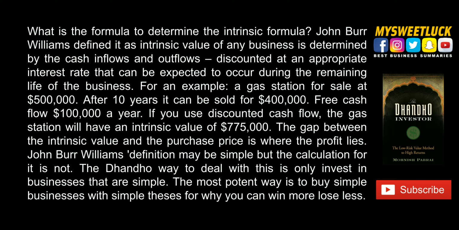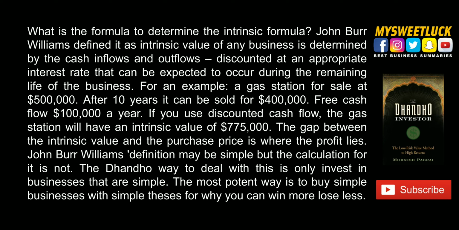It has to be simple. If you have to use Excel spreadsheets or plenty of formulas and this and that to calculate, that means it's not the right one. First of all, you've got to understand the business, and next, it has to be very, very simple to invest in. So if you can do that in your mind, awesome. The most potent way is to buy simple businesses with simple theses for why you can win more and lose less.